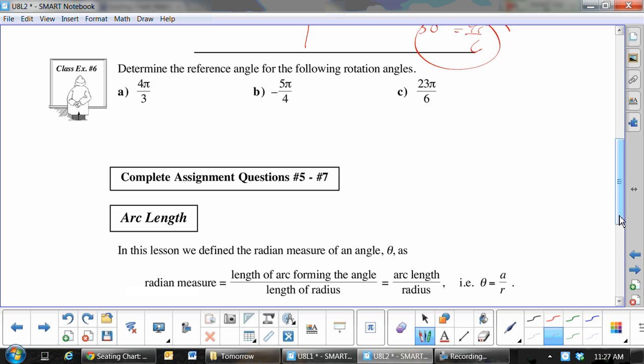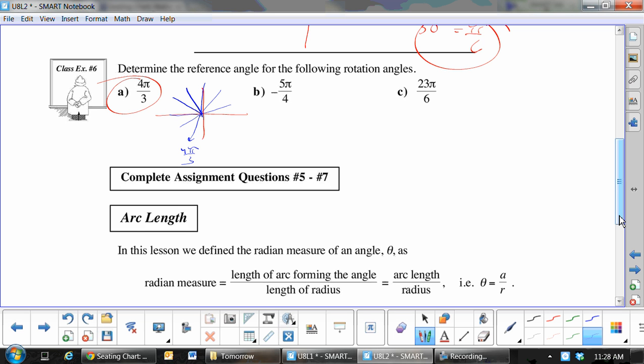Now determine the reference angle for 4 pi over 3. What is that? What should I change it to? 8 pi over 6. Good. And this is how I would do that. Again, I'm going to show off a little bit here. 1, 2, 3, 4, 5, 6, 7, 8. That is 4 pi over 3. That makes sense?